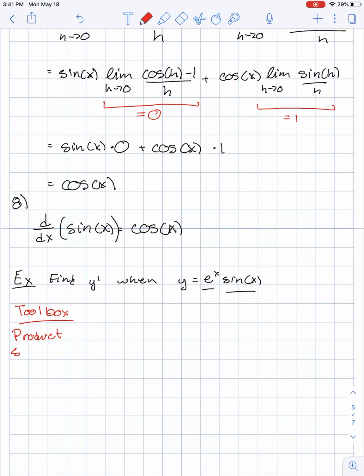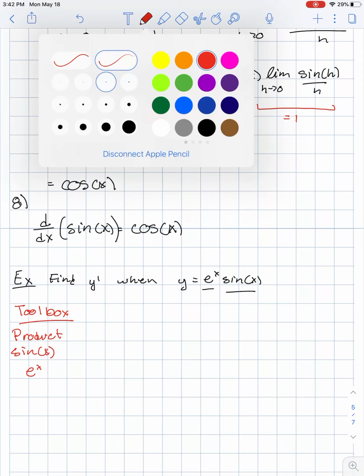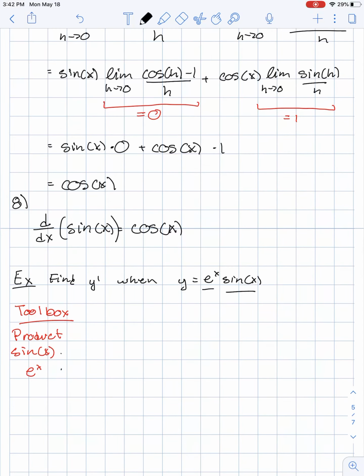So I'm going to use product rule. I'm going to use the derivative of sine of x, and I'm going to use the derivative of e to the x. Those are all special derivative rules. So y prime is going to equal e to the x's derivative times sine of x plus e to the x times sine of x's derivative.